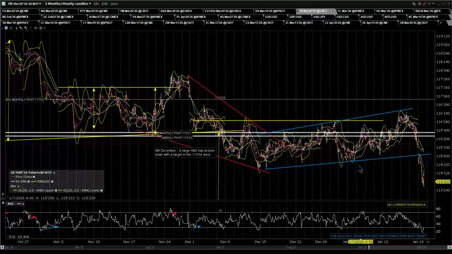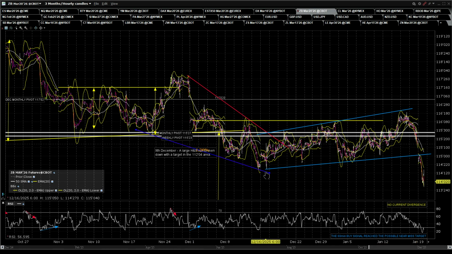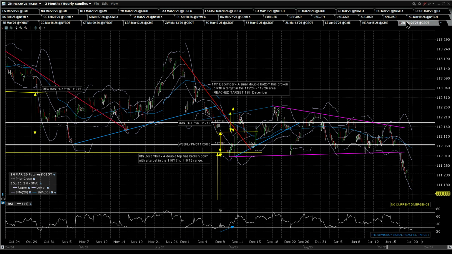So watching this with interest, but in the short term, what it's got us is this flag on ZB has broken down, it's made target at the retest of this low, and the question is whether we are going back on track with the head and shoulders that has broken down with a target in the 112.04 area. I think we probably are. ZN, we had a triangle that broke down, made the target at the retest of the low, and again we've got a double top which has broken down with the target in the 110.17 to 110.12 range, and we may well be on the target to that now too. So watching those with enormous interest.